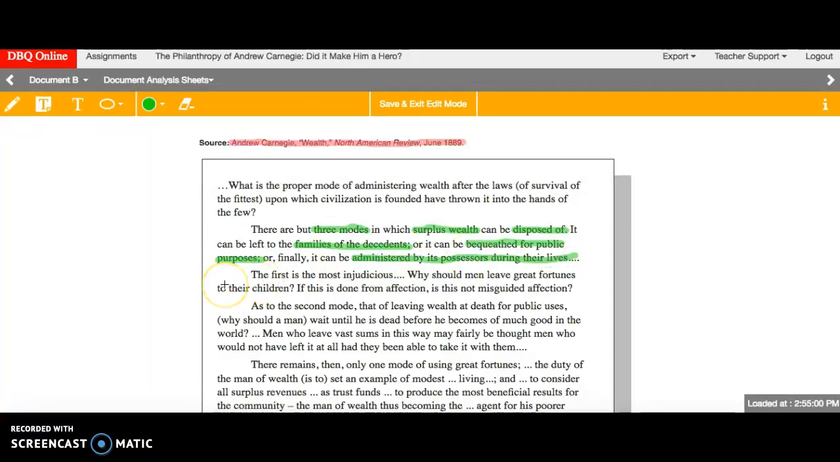The first is the most injudicious. Why should men leave great fortunes to their children? If this is done from affection, is it not misguided affection? So I'm going to highlight that. We're going to come back to that.